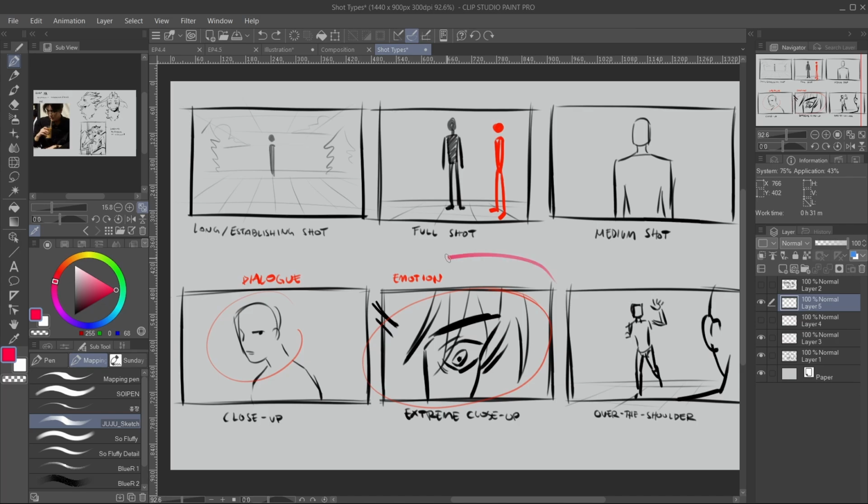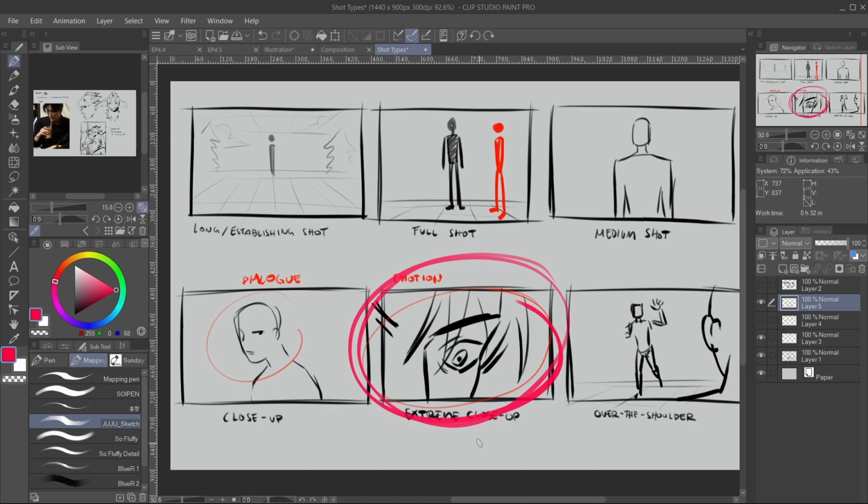Extreme close-ups, this is all emotion right here. When you're doing an extreme close-up, it's because you want to show that the character's feeling something, and it's usually intense. As a viewer, you usually don't want to be that close to somebody's face. When I'm talking to somebody, I don't want to be a centimeter away from their face looking in their eyeballs. So it's sort of an uncomfortable shot, but it shows us what the character's feeling, and it's usually an intense emotion.